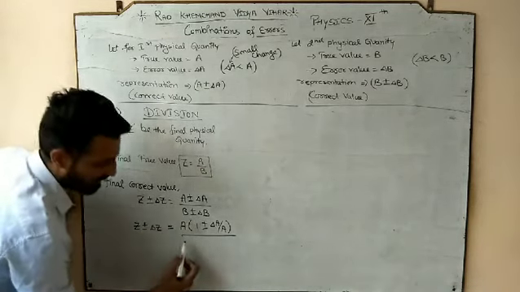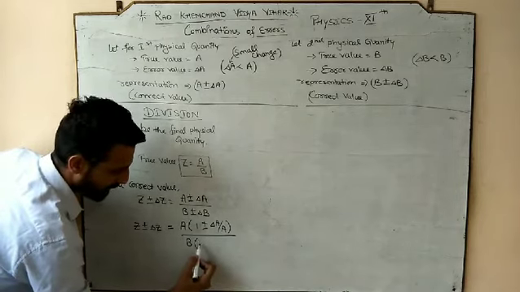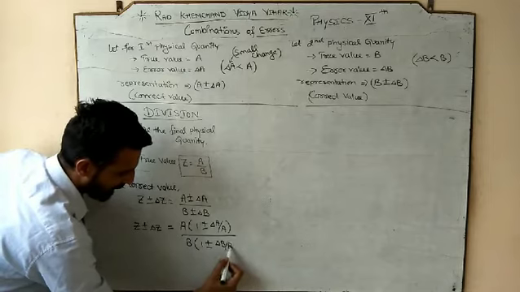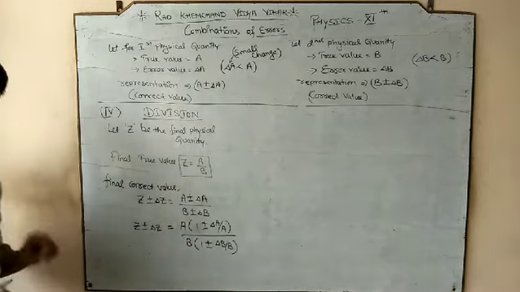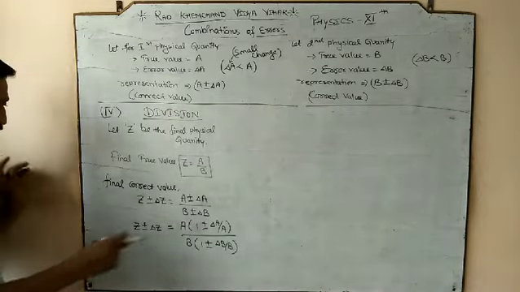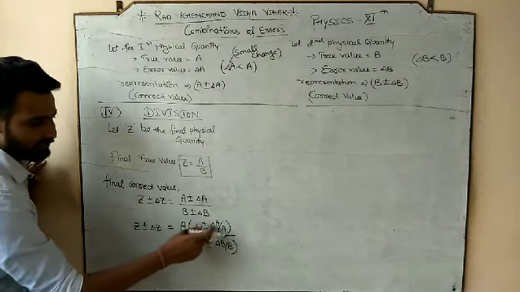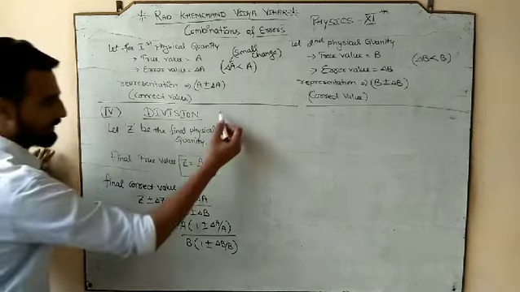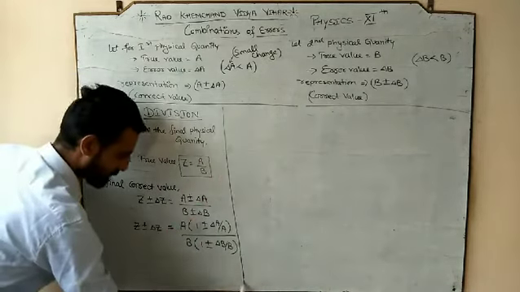Take B common from here. It would be 1 plus minus delta B divided by B. Okay, so now we have A by B, 1 plus minus delta A by A, 1 plus minus delta B by B. Now please try to understand.